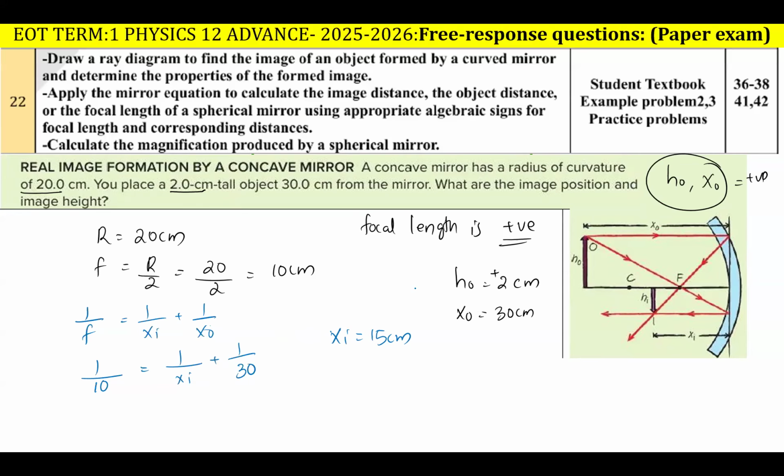Once you get xi, you can identify the image height. We have an equation: hi by ho equals minus xi by xo. Here hi is what we don't know. Hi by ho, where ho is 2, equals minus xi, which is 15, divided by xo, which is 30 centimeter. When you plug into the equation, you will get the answer. So let's go to the solved one.